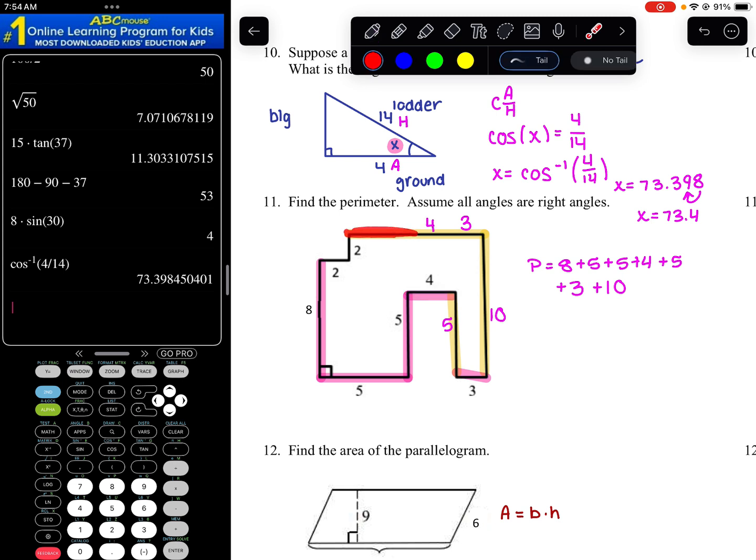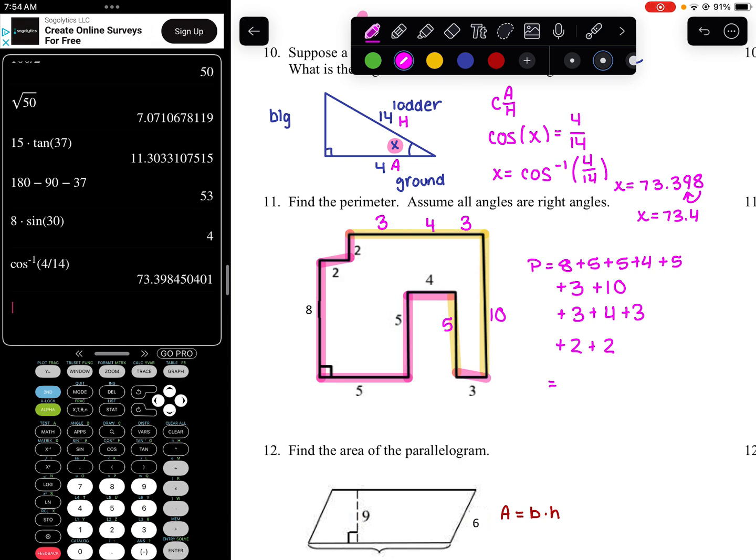This next part does not match up to the entire 5. Instead, we are not looking at this 2. 5 minus 2 tells us this next chunk is 3. So we have plus 3, plus 4, plus 3. And then they give us these next 2 chunks are 2 and 2. And then we can go ahead and add all of these up to get our perimeter.